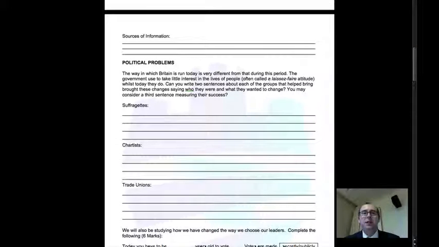As per usual with these extended tasks, I require students to provide me the sources of information that they've used. Ideally books and titles, internet sites, specific internet sites, people that they've spoken to. Once the social problems are dealt with, we then move on to the political problems.